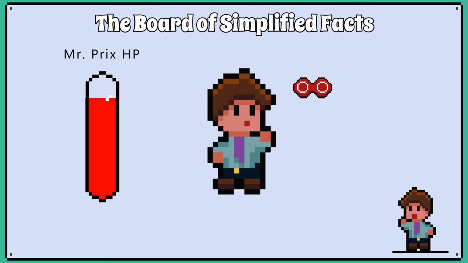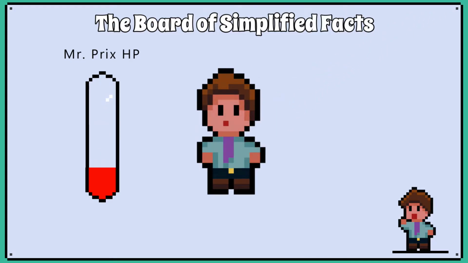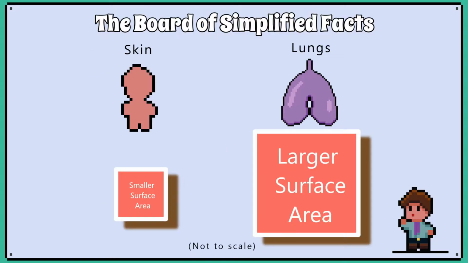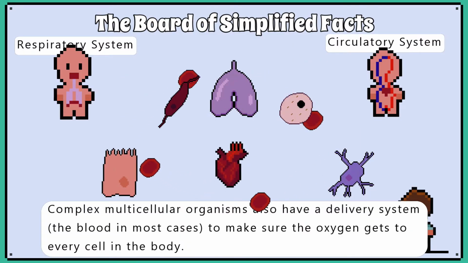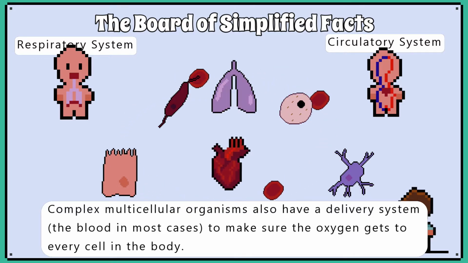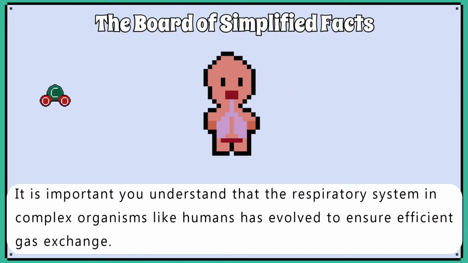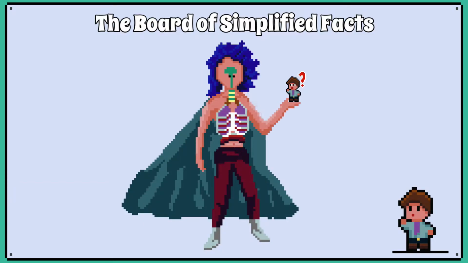Simple diffusion of oxygen through the human skin would result in death. There isn't enough surface area available on the outside, so life has adapted to having structures, like lungs, which have a large surface area, on the inside. Complex multicellular organisms also have a delivery system, the blood in most cases, to make sure the oxygen gets to every cell in the body. It is important to understand that the respiratory system in complex organisms like humans has evolved to ensure efficient gas exchange. You must be able to label the respiratory system in humans.